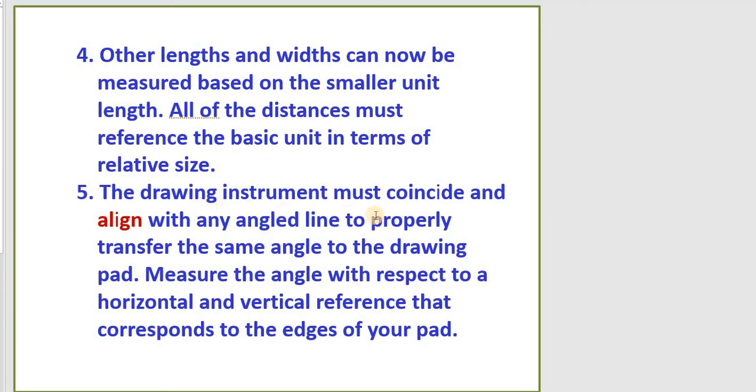The drawing instrument must coincide in a line with any angle line to properly transfer the same angle to the drawing pad, and measure the angle with respect to the horizontal and vertical reference that correspond to the edge of your pad.